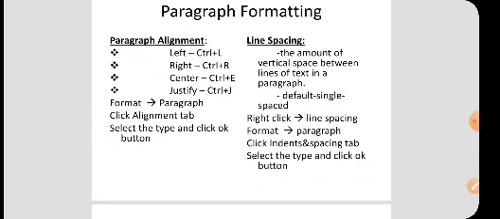So the first alignment is left alignment. What is the use of left alignment? It aligns the paragraph with respect to the left margin, shortcut key Ctrl+L. The right alignment aligns the paragraph with respect to the right margin, and the shortcut key is Ctrl+R. The center alignment aligns the paragraph with respect to the center of the page, and the shortcut key is Ctrl+E. Justified aligns the paragraph with respect to both the left and right margins evenly. That is Ctrl+J.